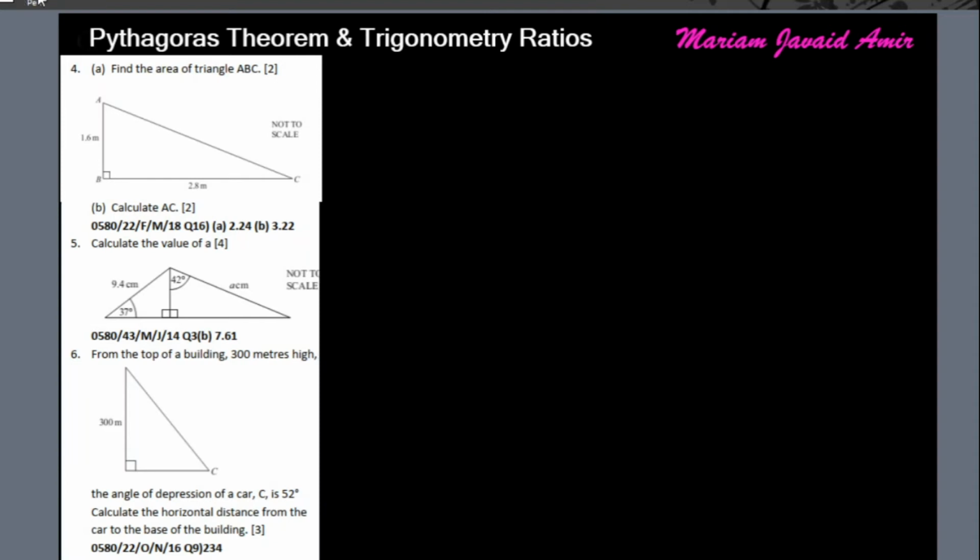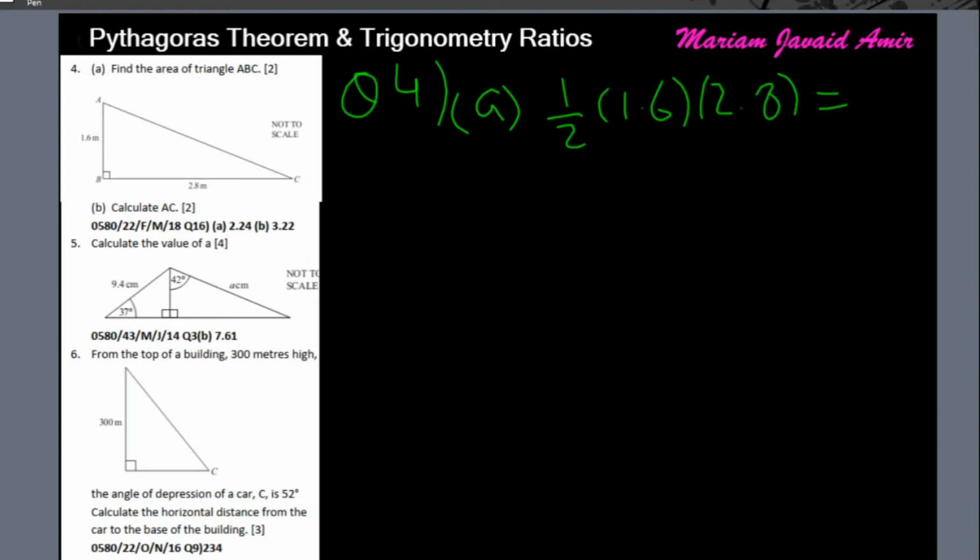Okay. Question 4. Find the area of triangle ABC. So that is simply half into base into height, half into 1.6 into 2.8. This should give us the given answer. Let me see. 0.5 into 1.6 into 2.8 gives 2.24. Part B. Calculate AC.